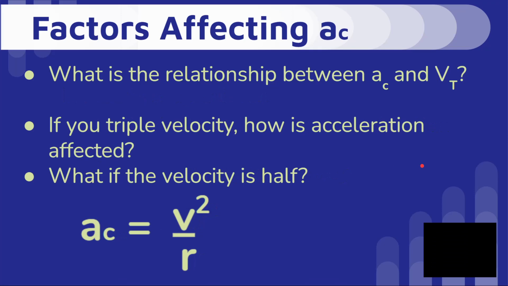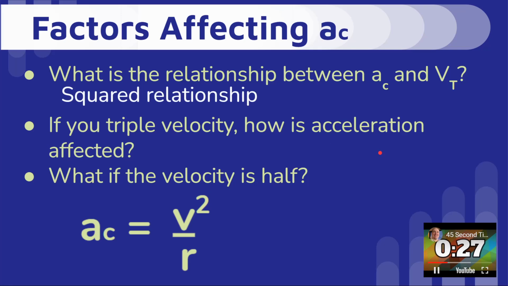All right, you also can look at the relationship between centripetal acceleration and velocity. And of course, this is a squared relationship. And so if you were to triple your velocity, for example, it wouldn't be 3 times the acceleration. It would be 3 squared, or 9 times the acceleration. Similarly, if you had half the velocity, it's not half the acceleration. It's half squared, 1/4 the amount of acceleration. So again, be able to look at those equations to see that.